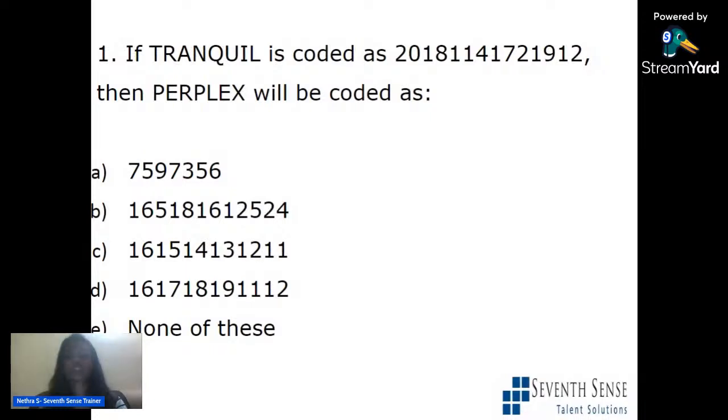Yeah, sure, I can explain about coding and decoding. We'll be using some words. In the question itself, you can see tranquil. Instead of typing tranquil, it is coded with this particular number sequence, which you can see on the screen. In the same way, if you track how they coded tranquil with this sequence of numbers, you can code perplex also. How can you do that? You have to find out the logic. So you can see the various options and try to answer.